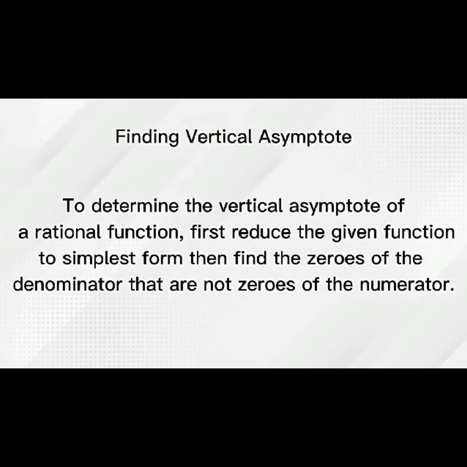Finding vertical asymptote. To determine the vertical asymptote of a rational function, first reduce the given function to simplest form, then find the zeros of the denominator that are not zeros of the numerator. That means we have to equate our denominator to 0.